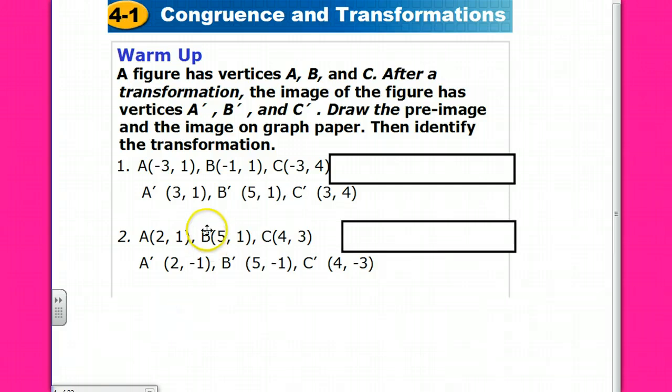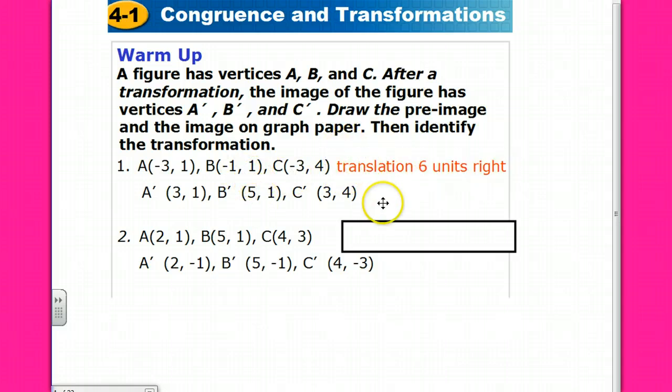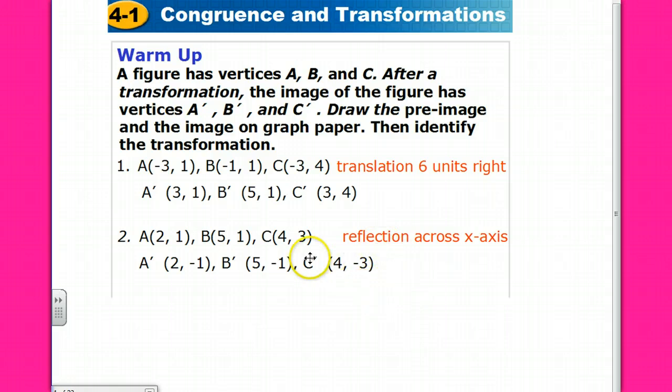All right, so hopefully when you graphed this, you saw that this was simply a slide, right? It was a translation 6 units to the right. So we were adding only to the x values, 6 units in each case. And this one down here, notice that the numbers look close. However, the y values are all negative. So we have a reflection, right? Reflection across the x-axis when we have opposite y's.